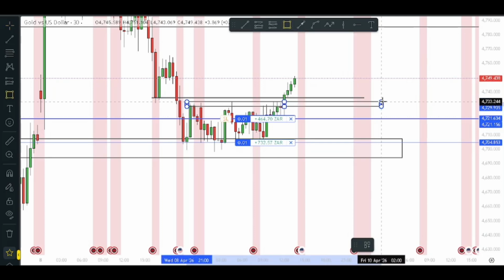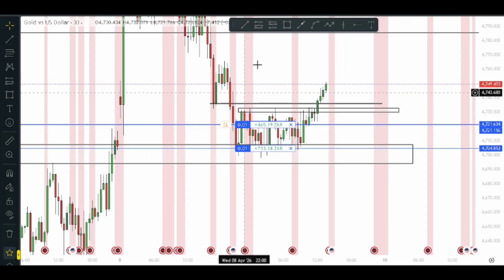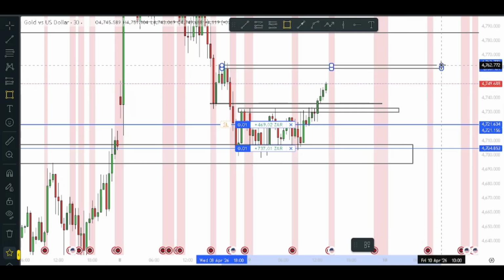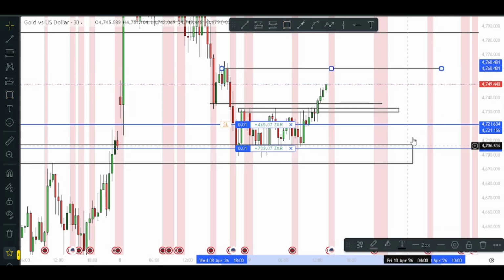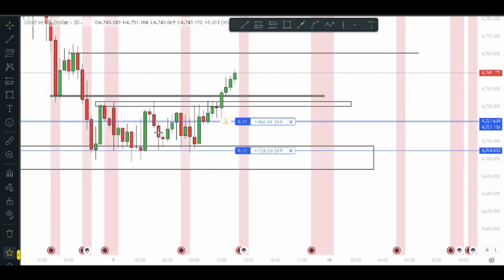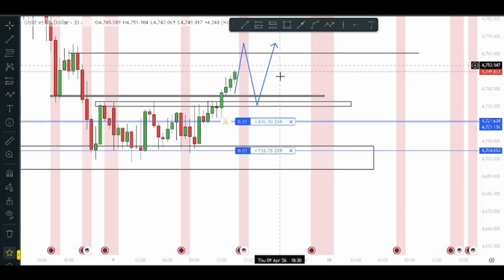After that, I do see here, right, this was also another zone. And also this one right here is a lower high. So what I'm expecting the market to do is to either push above here, close above here, and then come down and then push up. So that's what I'm expecting the market to do.